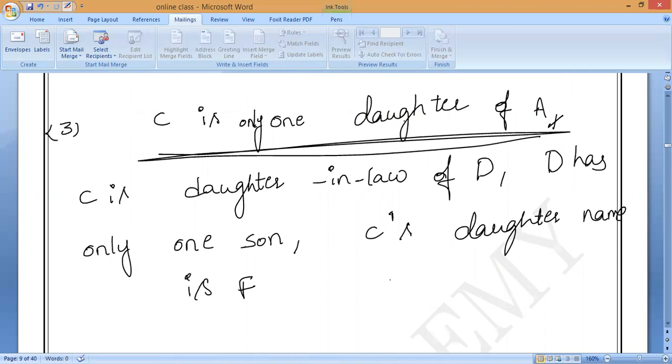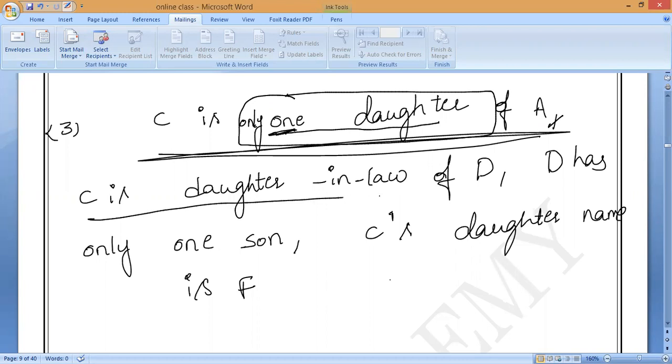Only one daughter. How many sons does A have? How can you say no sons? Only one daughter, not one child. We don't know how many sons, correct? We are talking about only daughters. Only one daughter. Next.